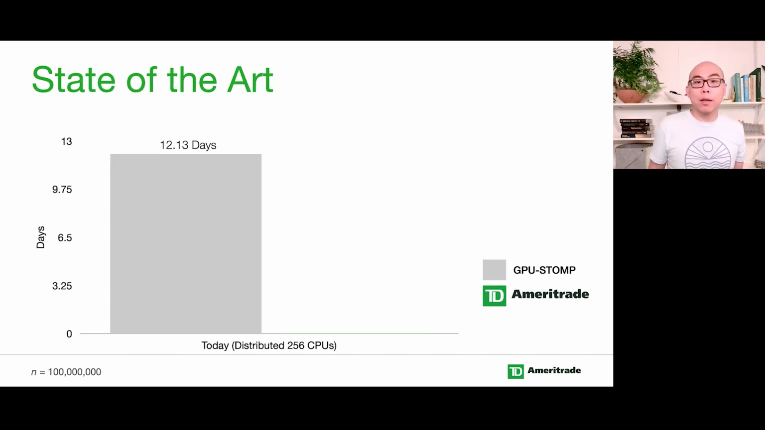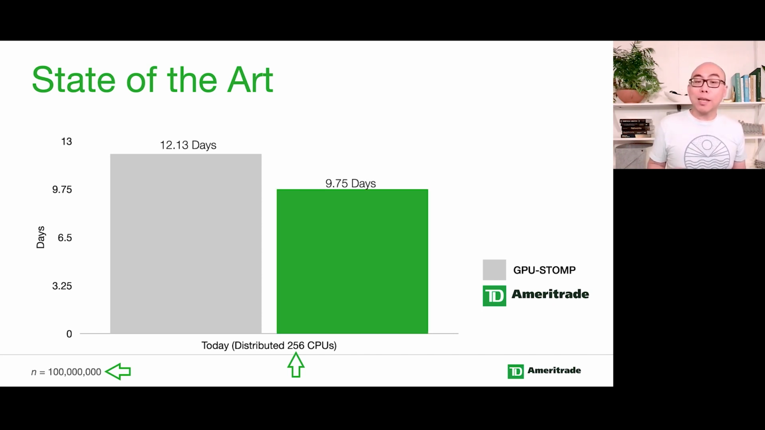To give you an idea, remember that 100 million data point sample, computing the matrix profile in just 12 days? We actually were able to compute the same matrix profile using 256 CPUs across 32 servers in just under 10 days. So I'm not saying that CPUs are faster than GPUs, but certainly that STUMPY can scale very, very well.